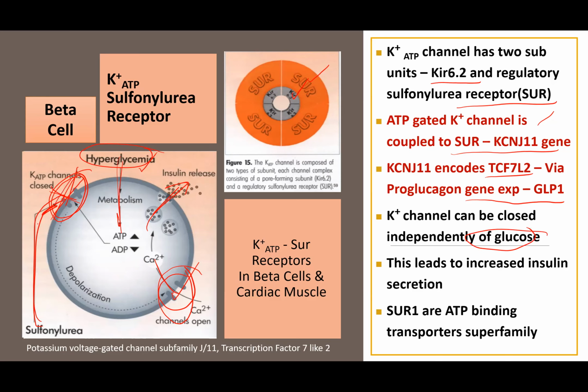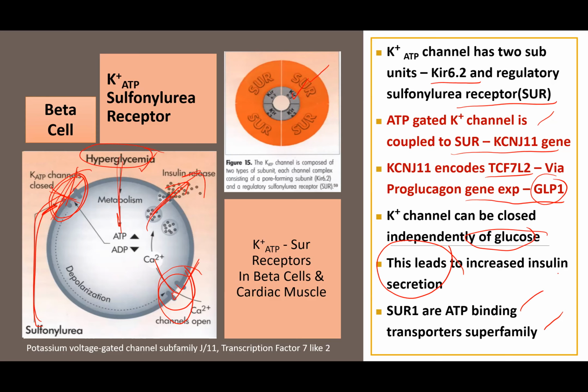Instead, we have employed a drug to close the KATP channels, and that is either GLP-1 or a sulfonylurea. What does this lead to? It opens calcium channels and then releases insulin. SUR is part of the ATP-binding transporter superfamily. SUR receptors are present in muscle, cardiac muscle, and also on the beta cell.